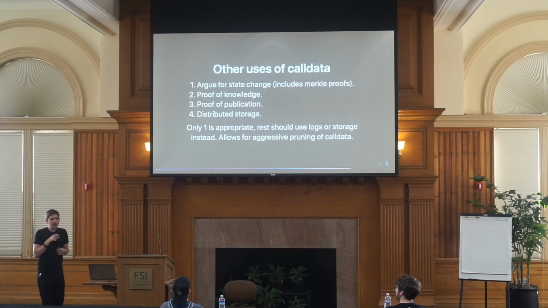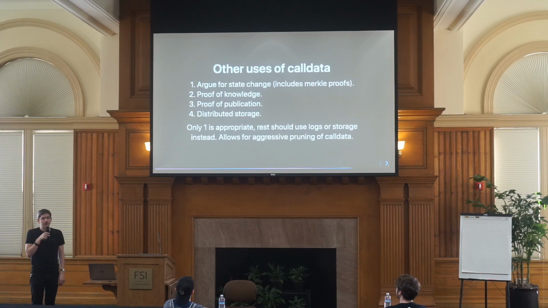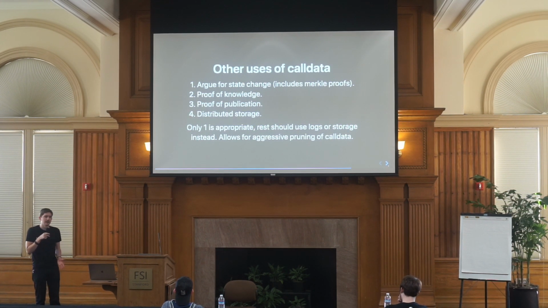Same as proof of publication. Some algorithms require data availability, where you need to prove that you actually published certain things. You can store that in call data. And the other is just simply using the Ethereum blockchain as your own distributed file system. I would argue that only the first is an appropriate use of call data and the rest should revert to logs and storage instead. So I would argue that we can ignore all the other use cases, make it only for state transitions, and therefore make it security-wise safe to prune as soon as a decent amount of consensus and finality exists on a state.